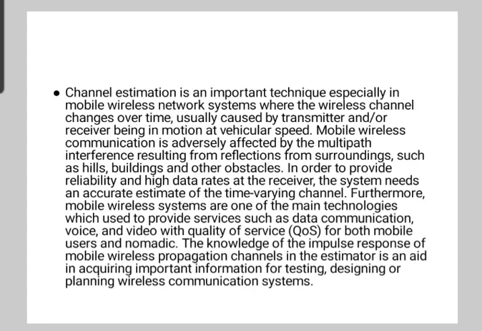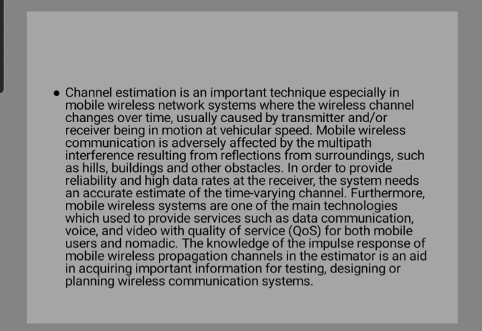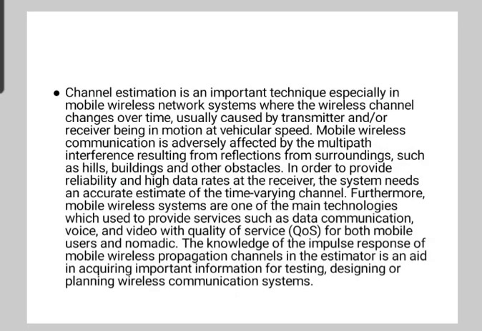Now channel estimation is an important technique, especially in mobile wireless network systems, where the wireless channel changes over time, usually caused by the transmitter and or receiver being in motion at vehicular speed. Mobile wireless communication is adversely affected by multipath interference, resulting from reflections from the surroundings, which affects reliability and high data rate at the receiver. So the system needs an accurate estimate of the time varying channel.